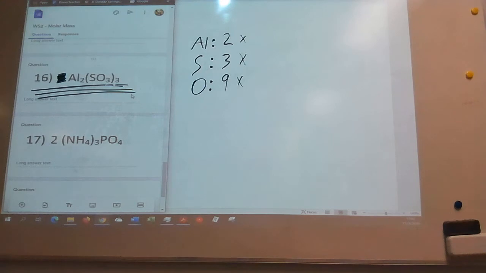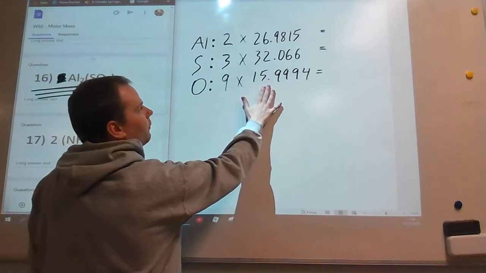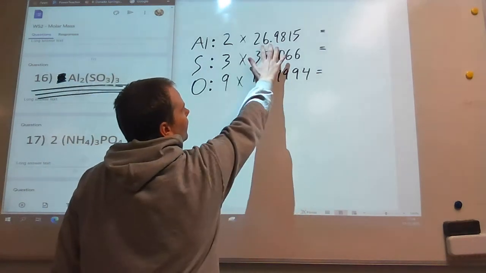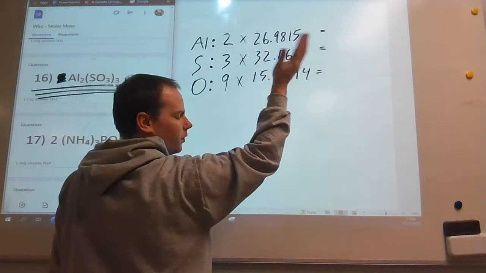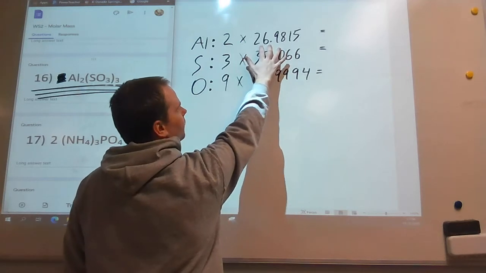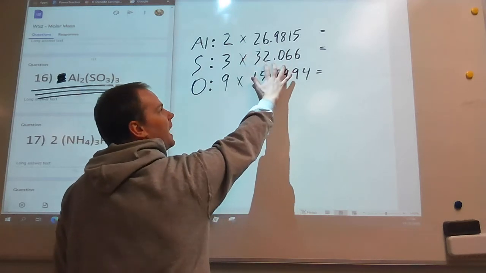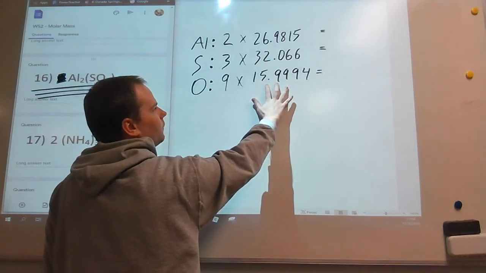Okay, so these are the molar masses taken from the periodic table. Note, this has 7 significant figures. Sorry, I can't talk, apparently, either. This has 6 significant figures. This one has 5 significant figures. And this one has 6 significant figures.